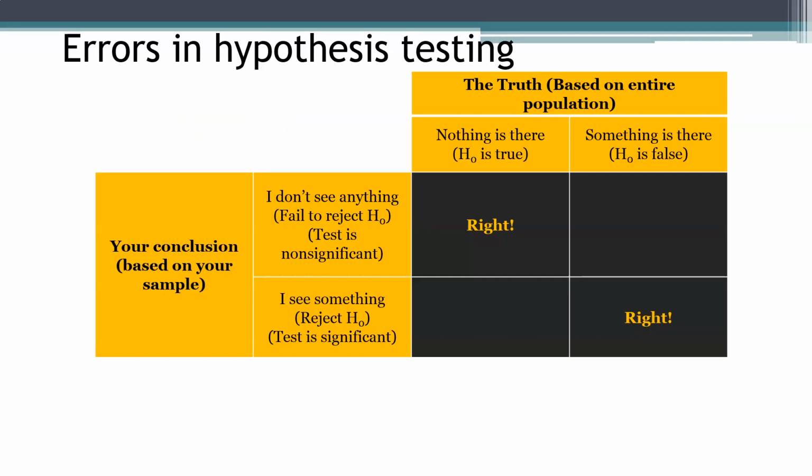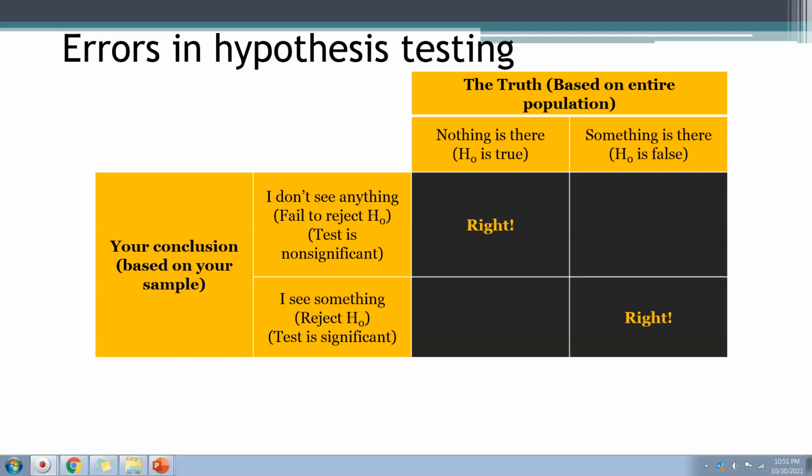So let's look at what could happen when we run a hypothesis test. And for now, we'll stick with the criminal justice analogy where H0 is innocent and HA is guilty. So there is the truth of it, whether the person actually committed the crime. And there's also the conclusion of the jury, which might be right or it might be wrong, but it's just based on however much evidence is available.